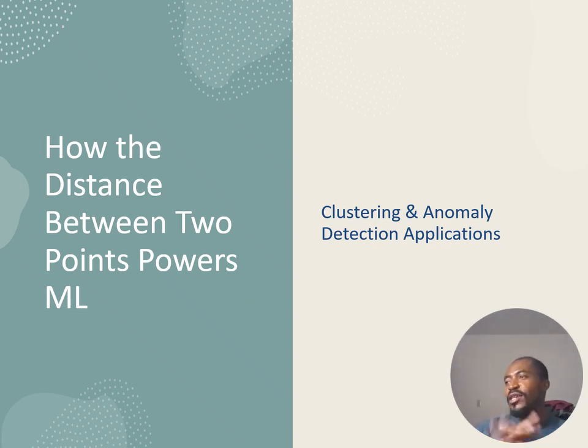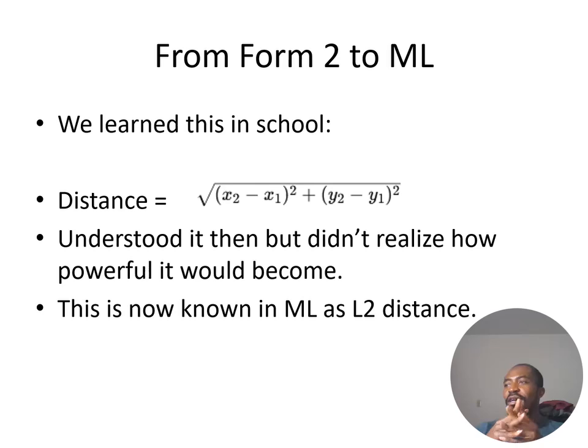As I did mention, I'll be posting content which is mostly looking at the basic mathematics concepts that we did and we didn't know their importance. So today I'll be looking at the regular distance measure that most people did in junior secondary school and didn't know how important that concept was when it comes to machine learning. So that is why you see me title this slide from Form 2 to ML.